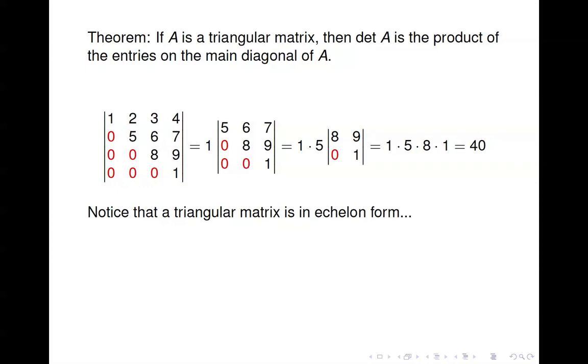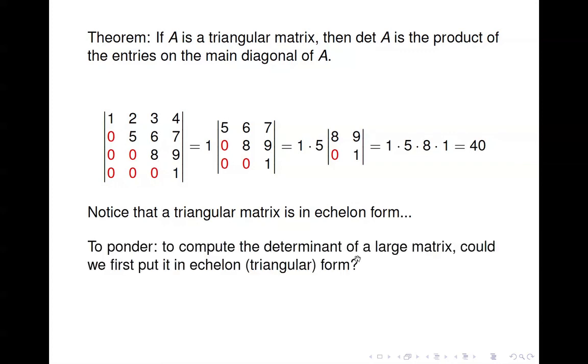Just thinking ahead just a little bit, notice that a triangular matrix is in echelon form. Or if it's upper triangular, it's in echelon form. If it was lower triangular, we could swap rows, and we'd have to swap some columns too, but let's just think about upper triangular at this point. Now, something to think about: to compute the determinant of a large matrix, let's just say large is 4 by 4 or bigger, could we first put it in echelon form and then just take the determinant by multiplying the diagonal entries?